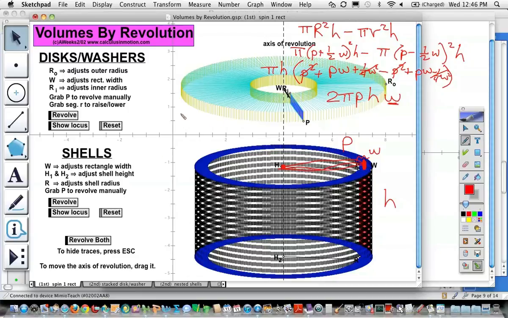So what we're going to end up with is the integral of 2 pi P of x, H of x, because they're both going to be changing amounts. Each layer is going to have a different P value and a different H value, and then the W just turns into the dx. All right? So let's write that in our notes here.